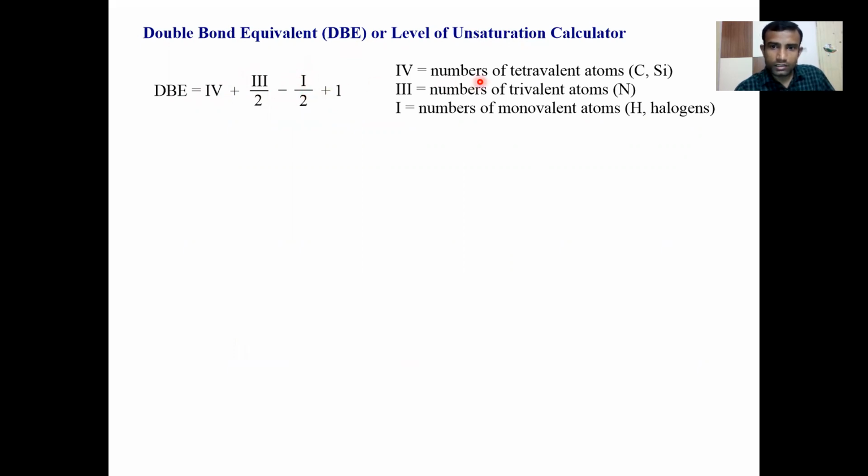So what are the possible tetravalent atoms? It can be carbon, silicon. What will be trivalent? It can be nitrogen, mostly we will focus on that. However, phosphorus can also be trivalent like nitrogen. And the monovalent atoms are hydrogen and halogens like fluorine, chlorine, bromine, iodine, all are possible.